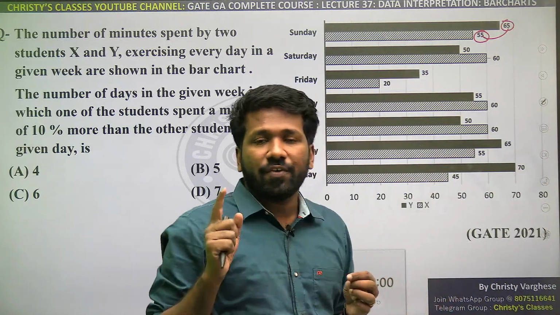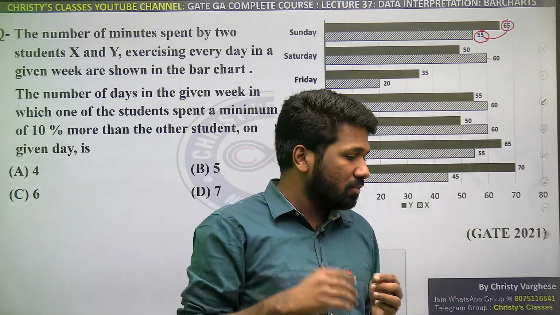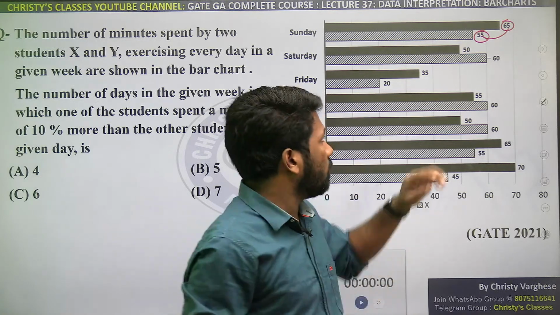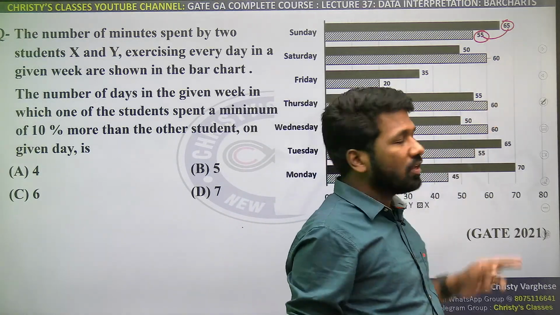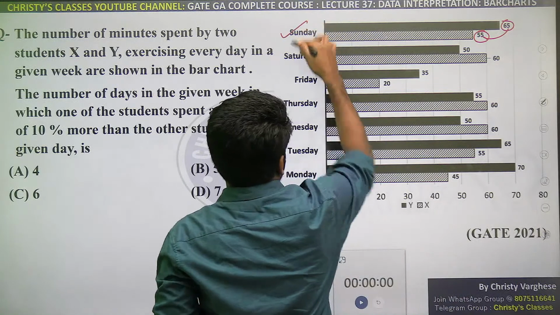Is it correct? 55, 10% is 5.5, shifting the decimal to the left. 5.5 added is 60.5. 65 is above that. So Sunday is such a day.